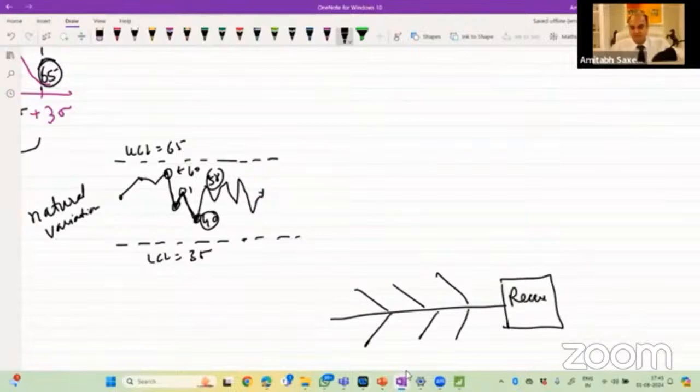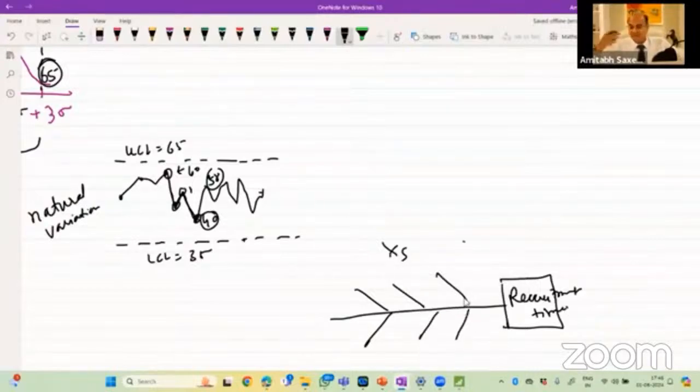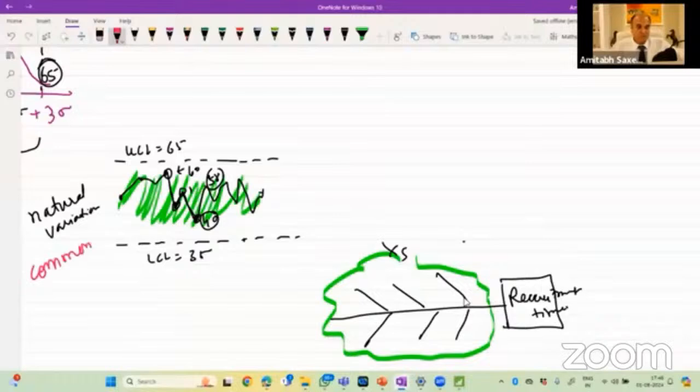My recruitment time is dependent on a lot of X factors. We'll come to that as well. In fact, in a short time, we are going to get our cause and effect diagram. So recruitment time is dependent on a lot of factors, like job descriptions available, candidates available, interviewees available, so many factors. These factors are collectively acting on my system and producing this variation. This is known as common cause variation. We call it common cause variation.